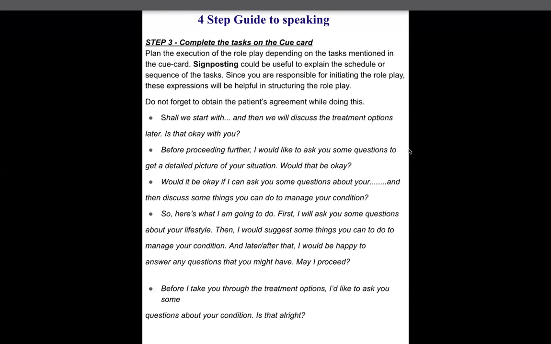So the next step would be complete. Now when you go to the tasks given in the cue card, once you finish your step one and step two, you have to plan the execution of the role play depending on the task mentioned in the cue card. Signposting could be useful to explain the schedule or sequence of the task. Since you are responsible for initiating the role play, these expressions will be helpful in structuring it. Do not forget to obtain the patient's agreement while doing this.